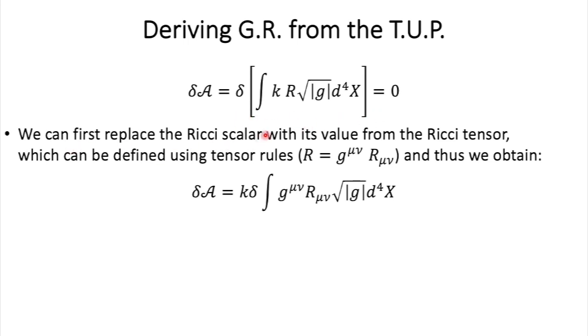We can first replace the Ricci scalar here with its value from the Ricci tensor, which can be defined using the tensor rules that we've seen before.